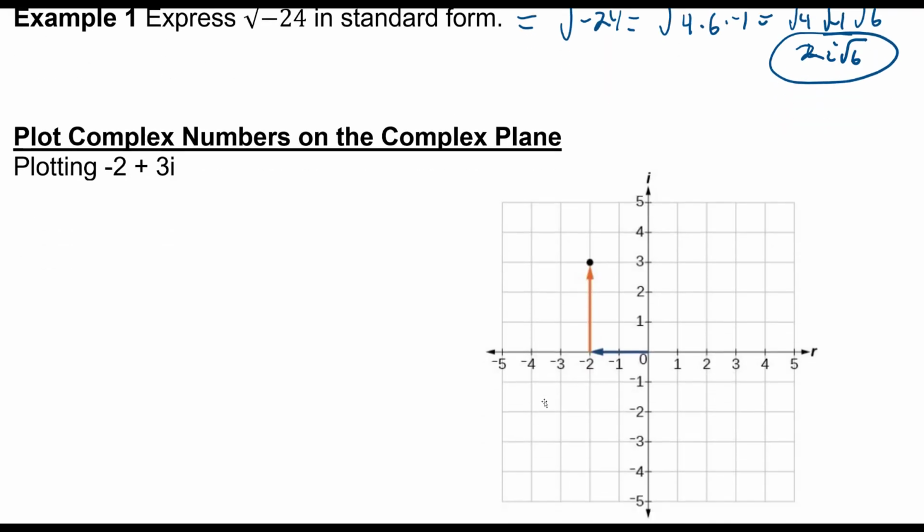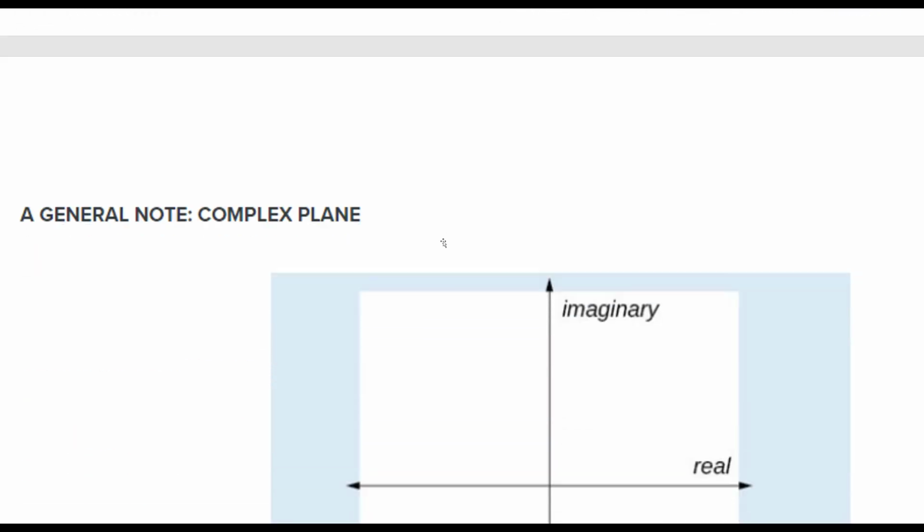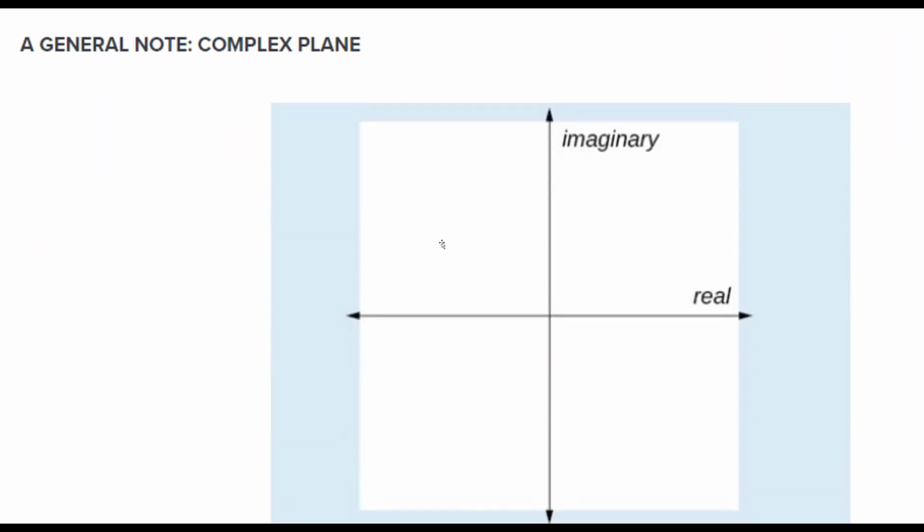Now, on the complex plane, when we have an a and a b, even if you just had one of them, you plot it on an axis. But if we were to plot something like negative 2 plus 3i, the x-axis is the reals, and the y-axis is the imaginary. So negative 2 plus 3i means we want negative 2 for the reals, 3 for the imaginary, and that's why that's up there. So in a general note, our complex plane has the reals as the horizontal and the imaginary as the vertical.